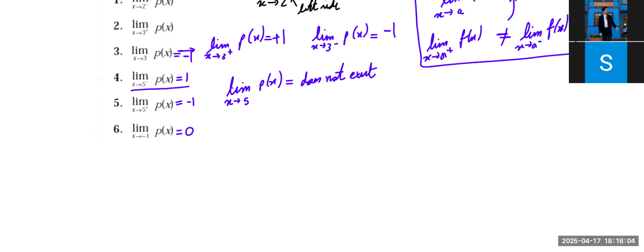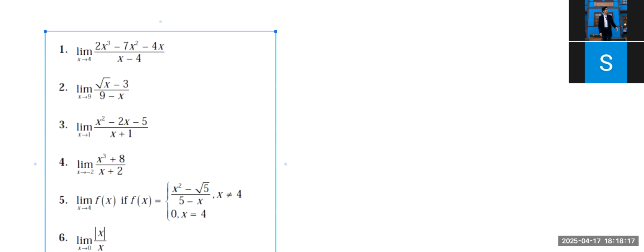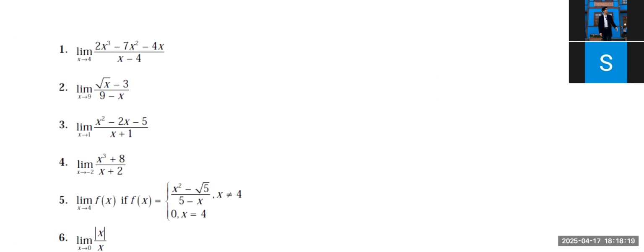Now let's look at how to find limits of functions analytically, basically using algebra to calculate limits. So let's look at the first one. Limit as x approaches 4 in this very big function.